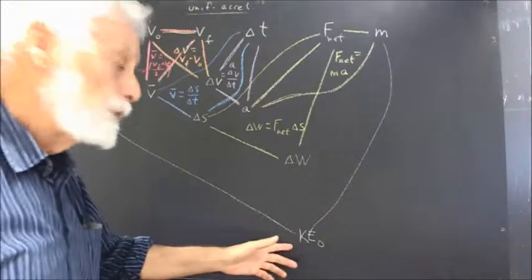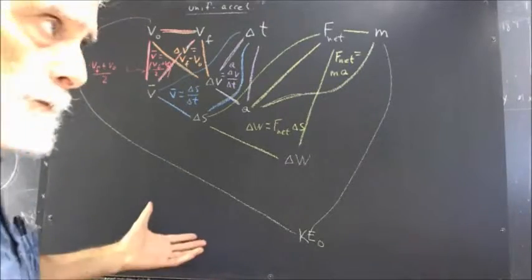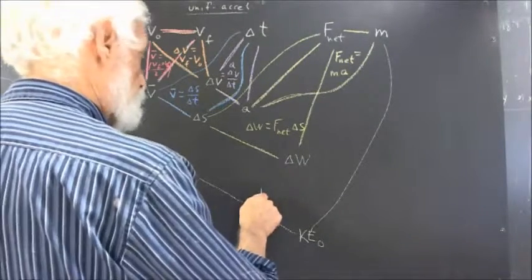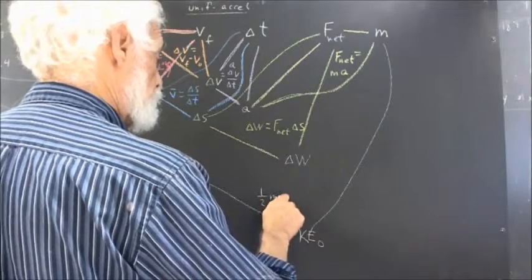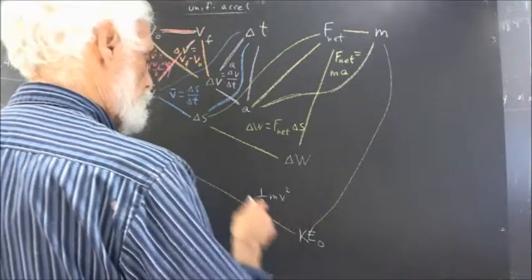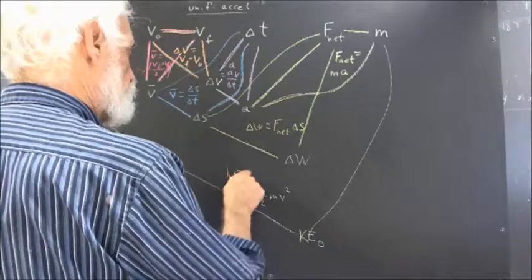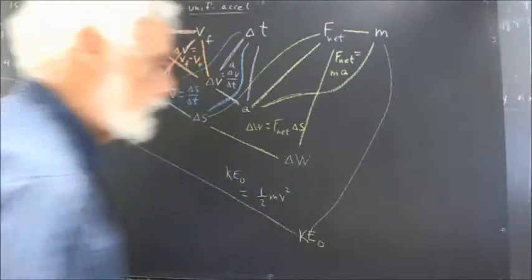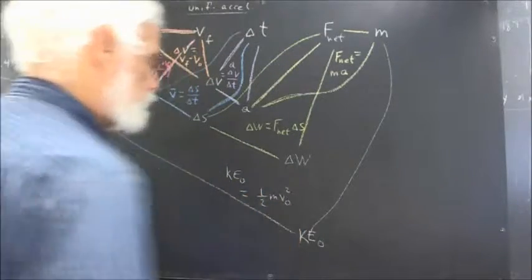So what's the relationship there? Well, I am out of colors, I think. But we have initial kinetic energy equals 1/2 m times the initial velocity squared.